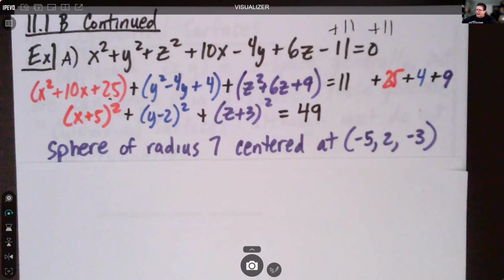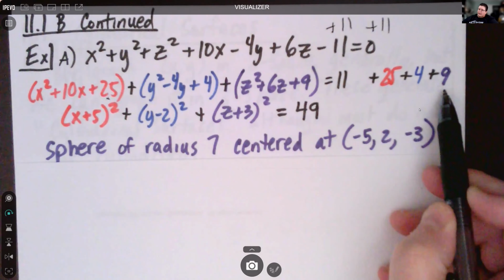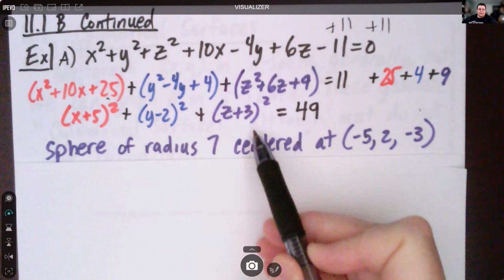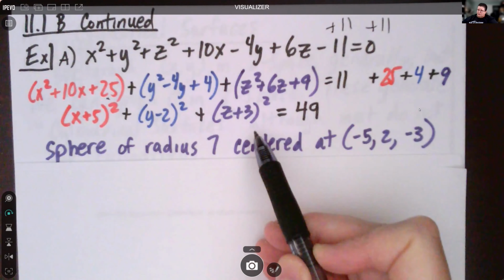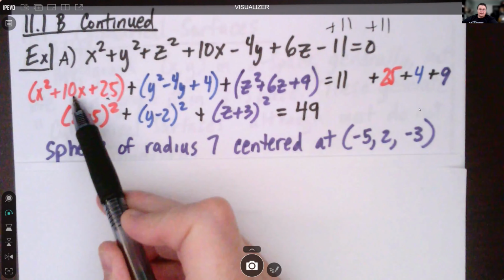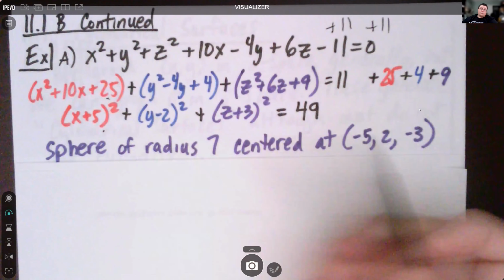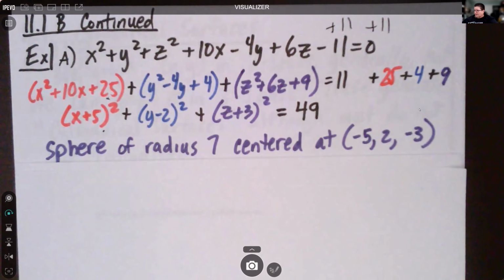When I add up all the constants on the right, I get 49. On the left, I've done the completing of the square, which is you just take half that value. That's the point of completing the square, so that we can write it like this. (x plus 5) squared, (y minus 2) squared, and (z plus 3) squared equals 49. This is where there's a lot of algebra in this class. Hopefully you guys are up on your game. If not, I do have other videos for algebra that you can refresh on in my YouTube channel. They are not short little bite-sized ones like this.